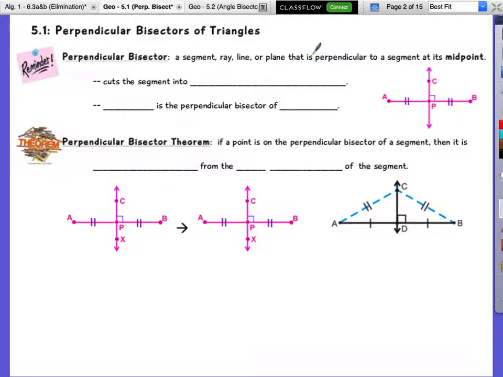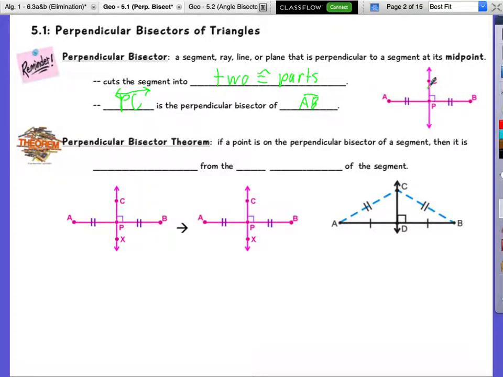So yeah, I know we've gone through this part. We're going to recap quickly. So it cuts it into two congruent parts. And in this picture, what was the perpendicular bisector of the segment? Line PC was the perpendicular bisector. It was bisecting segment AB, cutting segment AB in half, and it was perpendicular to it.